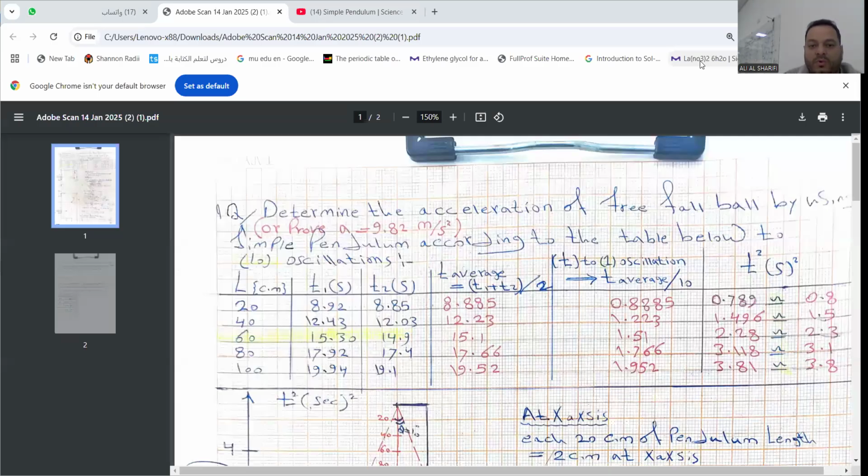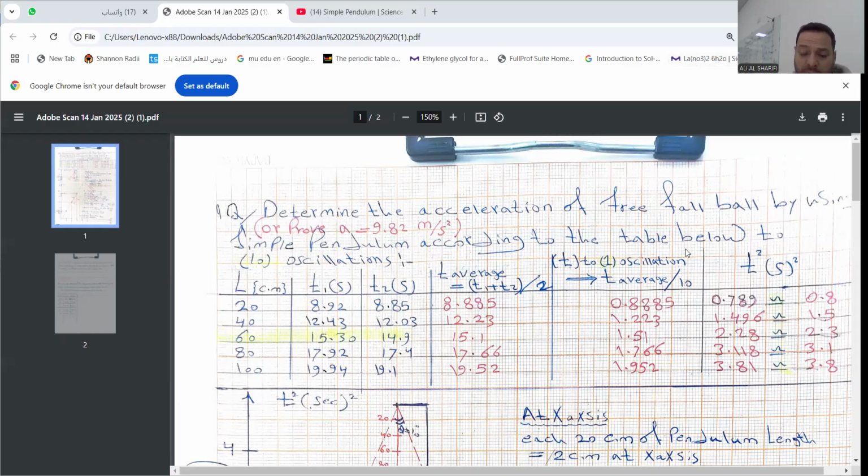Good evening. Today we will try to explain the math side of the pendulum experiment. Let me start from the question. We have two kinds of questions. The first one is to determine the acceleration of a free fall ball by using a simple pendulum.